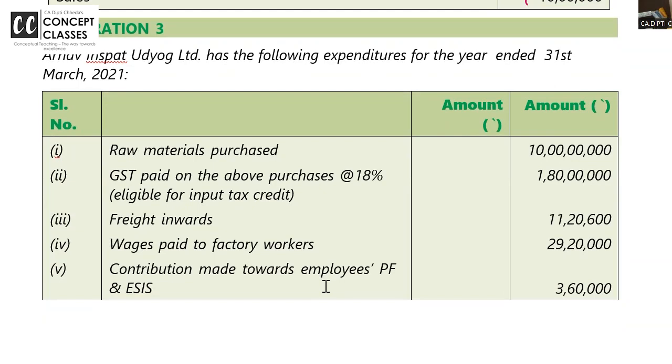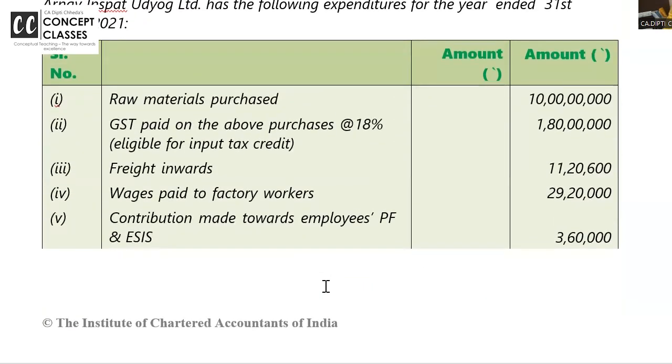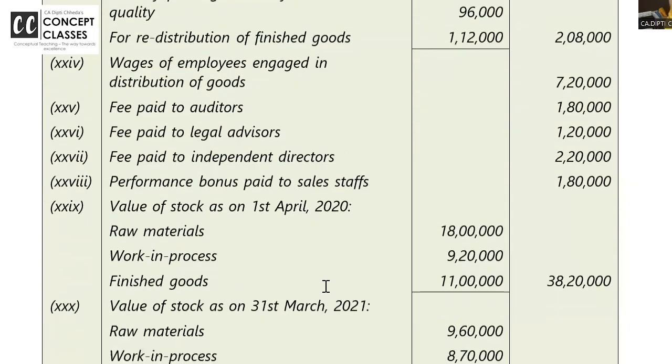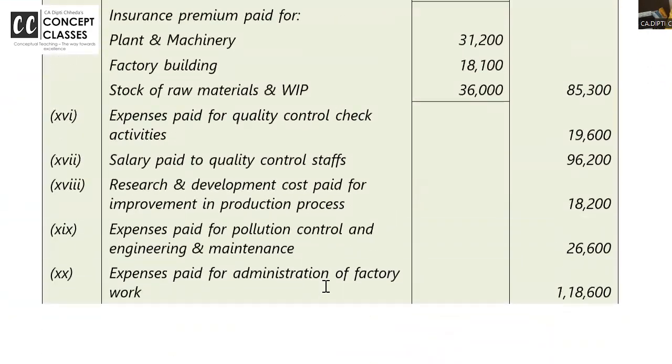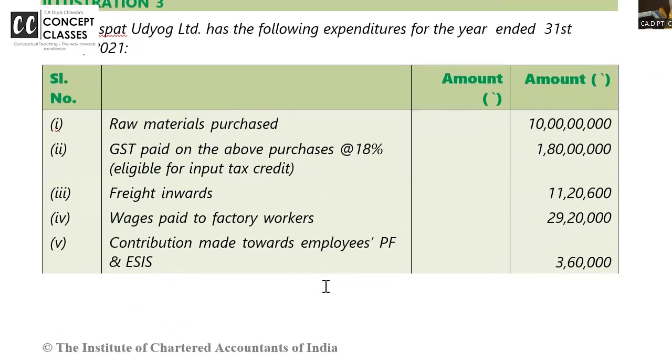Arnav Limited has done this expenditure. In regular class also, we ask students to check it. This is a big problem. Part of it is asked in the May 23 exam. This is having so many items in every overhead. Just for practice purpose, they have given a jumbo question. Itne bade question exam mein nahi aate. Then why have they given this? Just to practice and to remember where all which items will come.